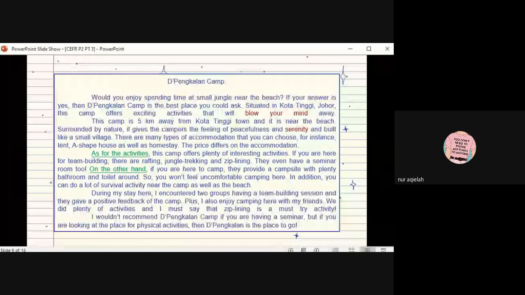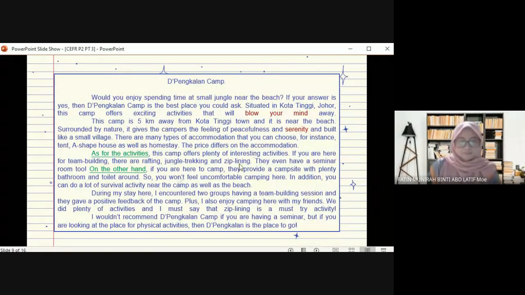This camp is 5 km away from Kota Tinggi town and it is near the beach. Surrounded by nature, it gives the campers the feeling of peacefulness and serenity, and it is built like a small village. There are many types of accommodation that you can choose, for instance, tent, a shared house as well as homestay. The price differs on the accommodation. Thank you, teacher.